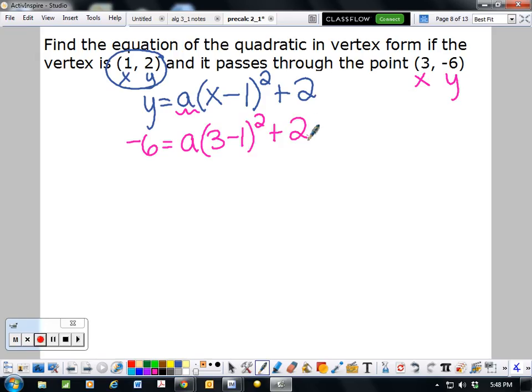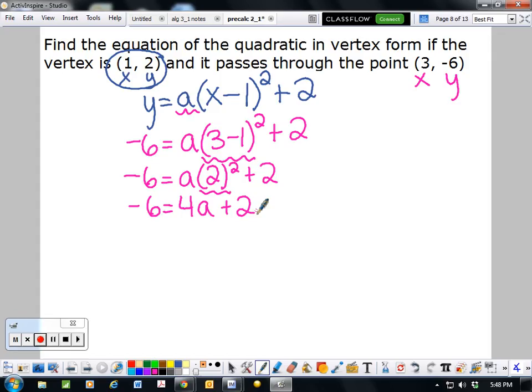Now from here, I'm going to go ahead and solve this equation. So I'm going to simplify this. 3 minus 1 gives me 2. And then I'm going to simplify this more. 2 squared, so 2 times 2 is 4. So this is really a times 4, but I'm going to flip it around to 4a. And now I just have a simple equation to solve. So I'm going to subtract 2 on both sides. So now I have negative 8 equals 4a. Divide by 4. And a is negative 2.